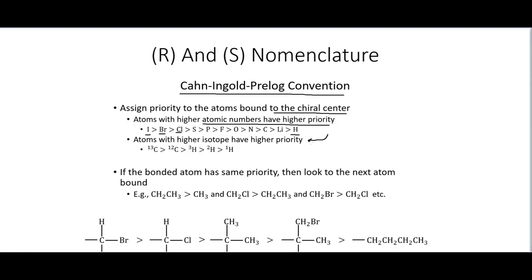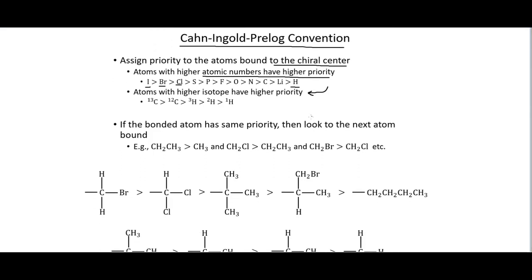This rule here is one we probably won't really run into, but atoms with a higher isotope also have a higher priority. And if the bonded atoms, the atoms bound to the chiral center, have the same priority, then we look to the next atom bound to it. For instance, if we have this right here, this carbon and this carbon are bound to our chiral center, so we can't tell just between those which one is the higher priority. So we look to the atoms bound to those carbons. This one has a carbon bound to it, where this only has hydrogens bound to it, and so this group has the higher priority.